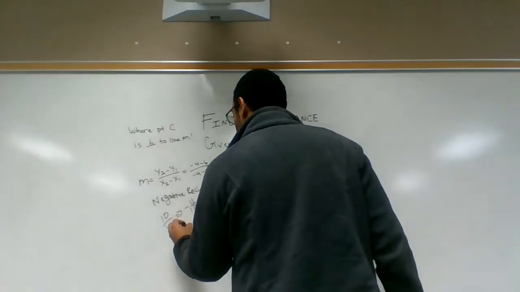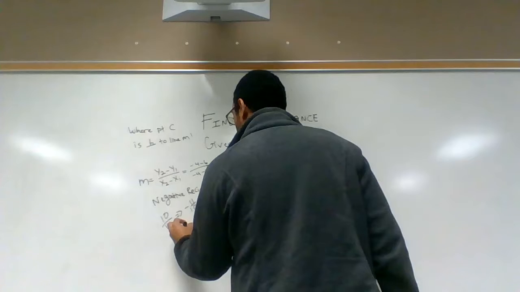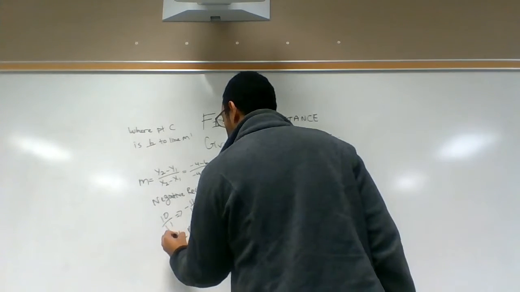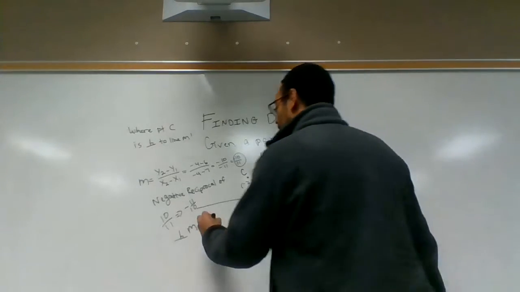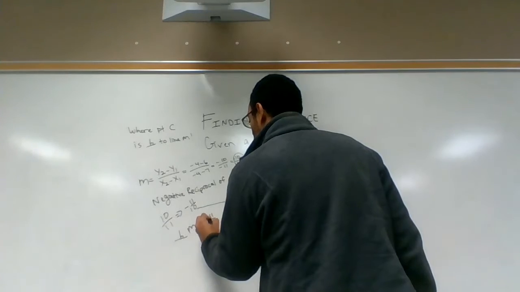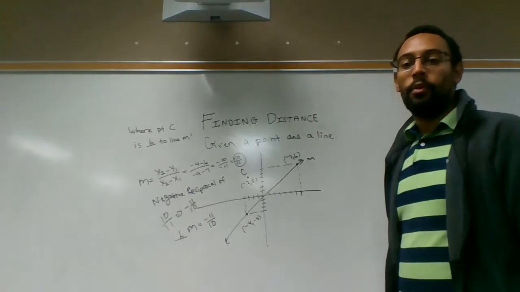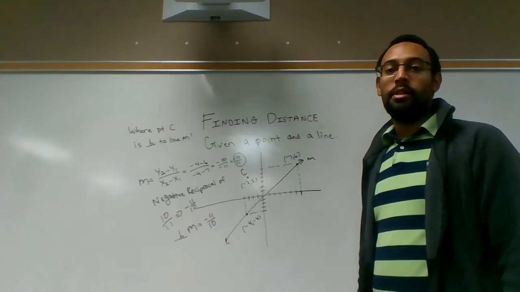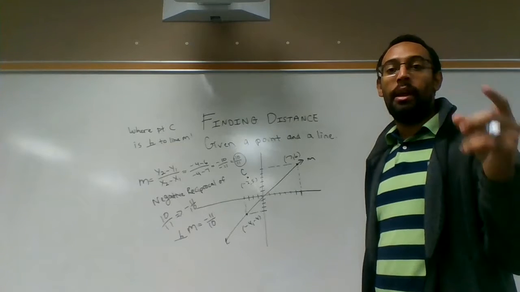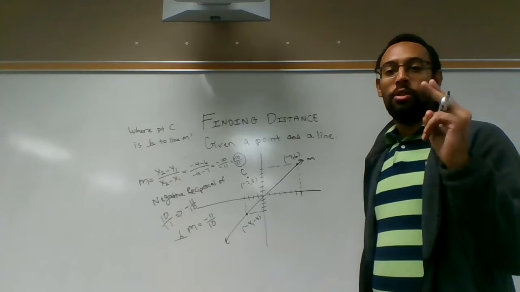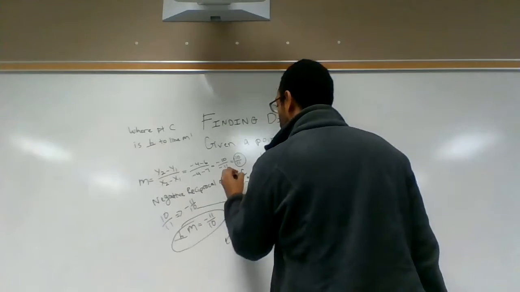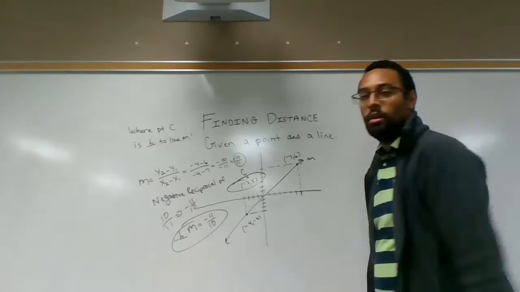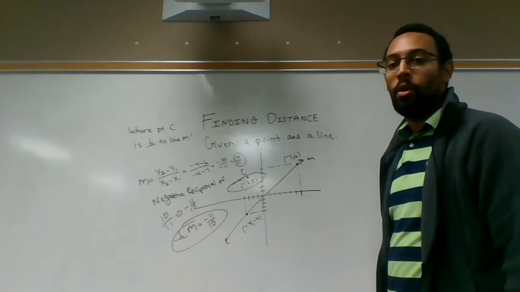So our slope for our perpendicular line is going to be -11 tenths. What I'm saying here is that my perpendicular line, its slope is -11 tenths. Okay, referring back to the video I posted on equations of lines, when you're given a slope and a point, you can use point slope form. So we have a slope, we have a point, so we can use point slope form.